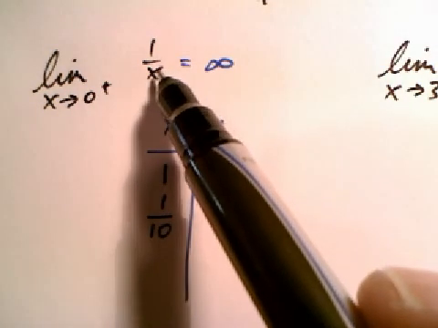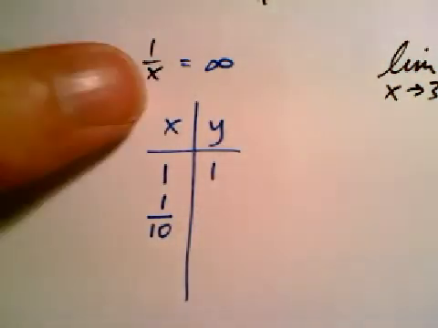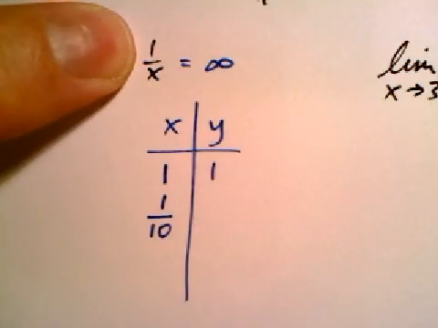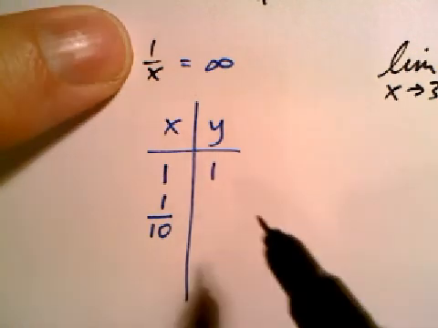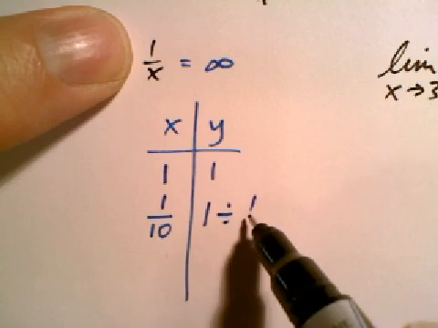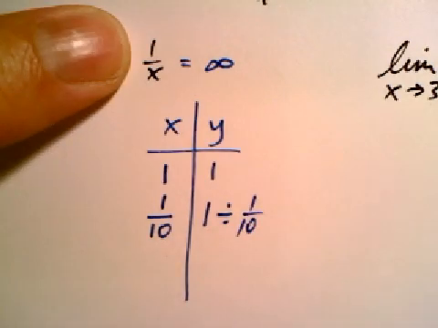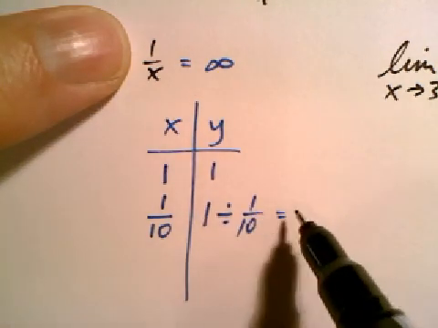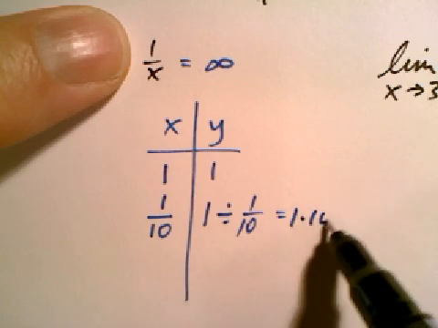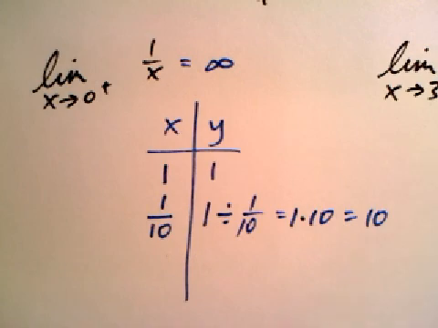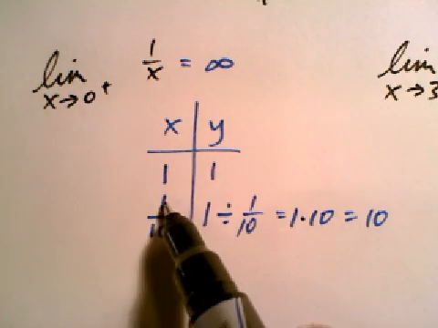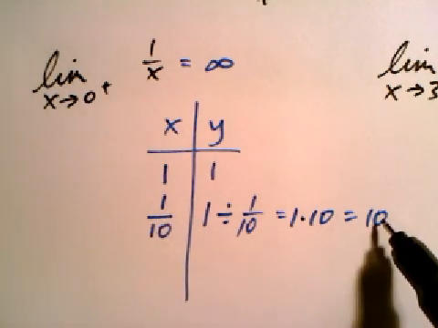Well, here the denominator of this fraction is getting smaller. The numerator is staying the same. Well, what happens when the denominator of a fraction gets smaller? Well, 1 divided by 1/10 is what the y value is going to be equal to. And 1 divided by 1/10 is 1 times 10. Well, that's 10. Okay, so when x got a little bit closer to 0, y got bigger.